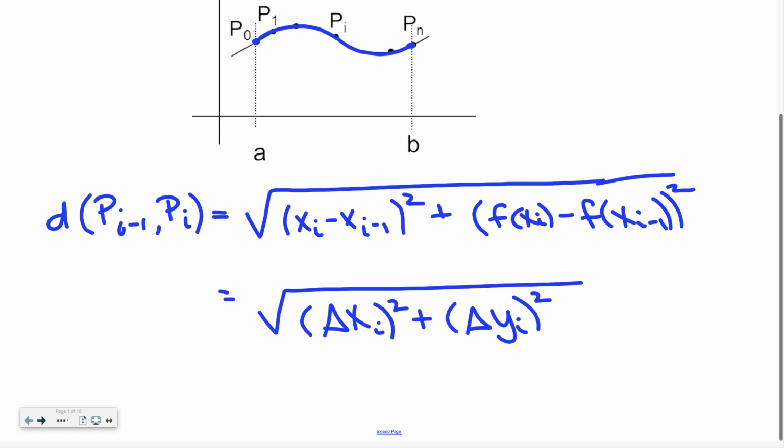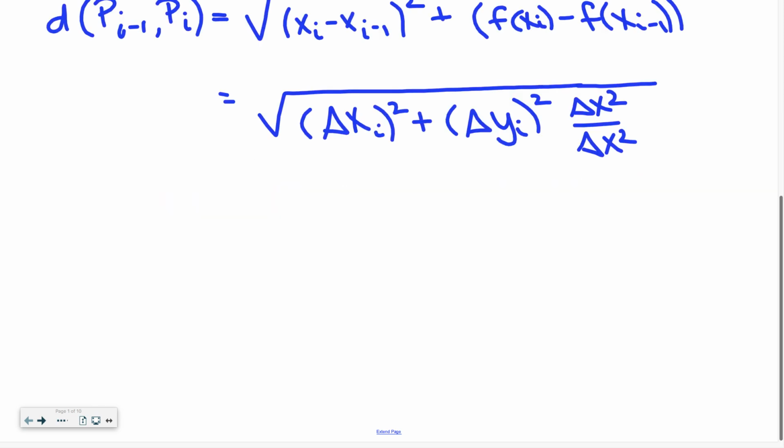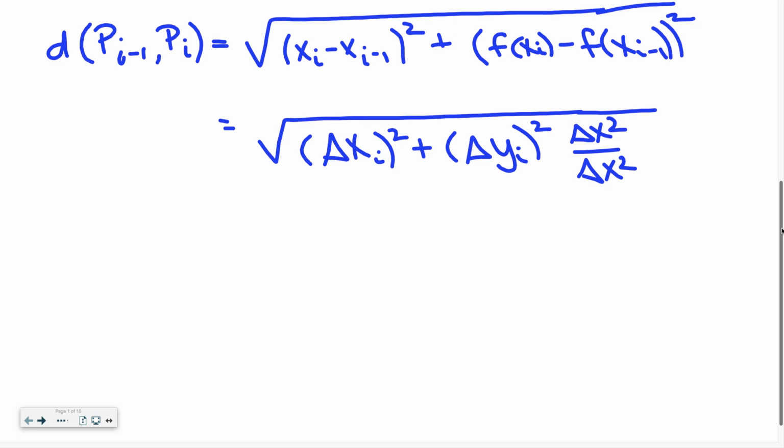I'm going to do something crazy. I'm going to multiply by change in x squared over change in x squared. Am I changing the value? No. However, what happens? Are you multiplying the whole thing by it, or just the change in y squared? All of it. Otherwise, what am I doing? Yeah, all of it.